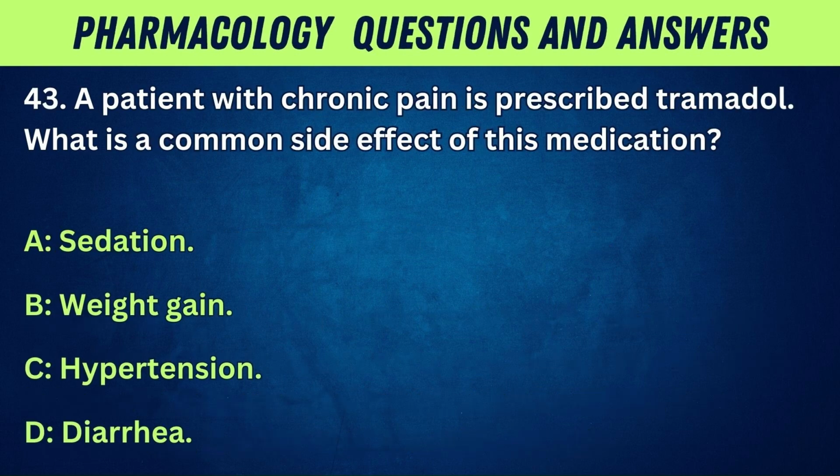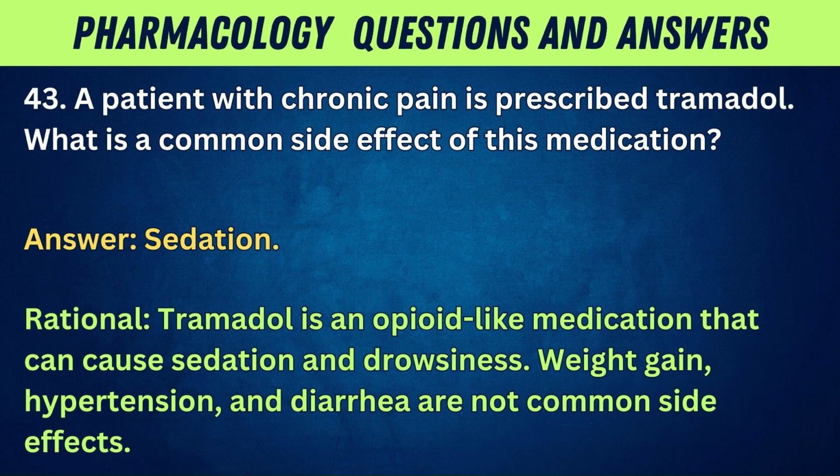43. A patient with chronic pain is prescribed tramadol. What is a common side effect of this medication? A. Sedation. B. Weight gain. C. Hypertension. D. Diarrhea. Answer: sedation. Rationale: tramadol is an opioid-like medication that can cause sedation and drowsiness. Weight gain, hypertension, and diarrhea are not common side effects.